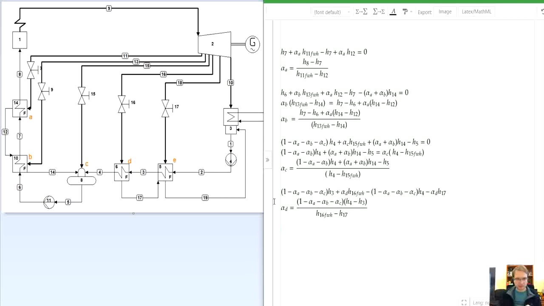And going to the last feedwater heater E. So the mass flow rate at the feedwater stream is again the same, 1 minus alpha A, alpha B and alpha C, and the inlet is enthalpy 2, and the other inlet, turbine bleed steam, is alpha E multiplied by enthalpy H18 FWH, and we have another inlet, stream number 17, so there the mass flow rate is alpha D times H17.